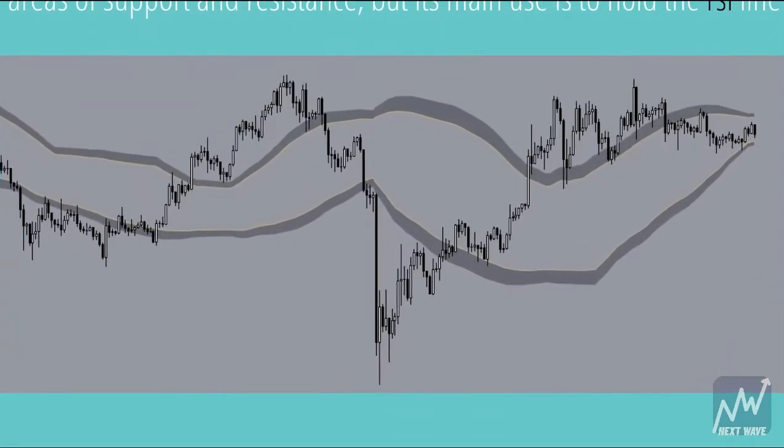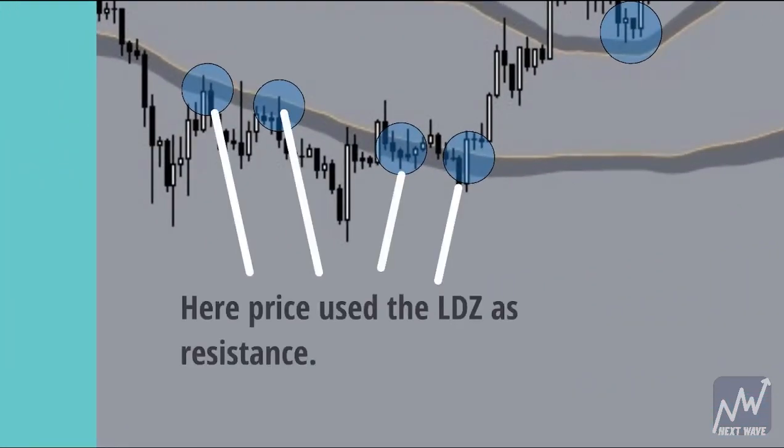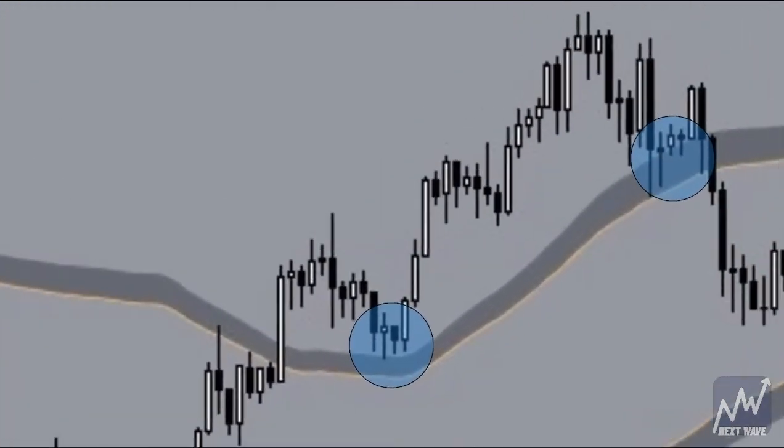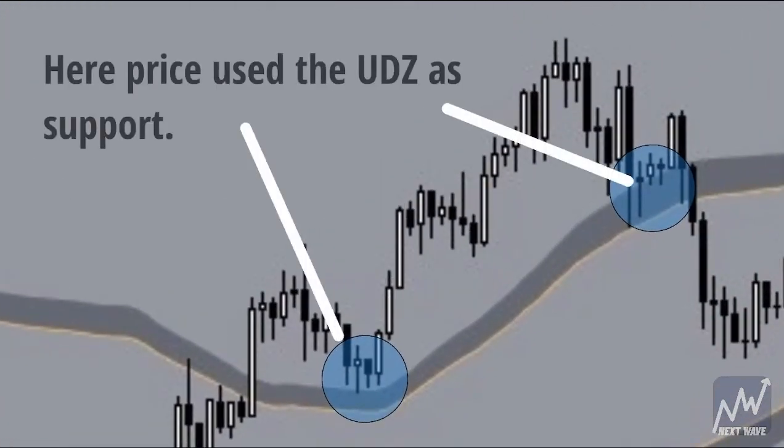Let's go ahead and take a look at it. So here we can see all the interactions where price had used the upper danger zone and the lower danger zone as support and resistance. Here, price used the lower danger zone as resistance. Here, price used the upper danger zone as support.